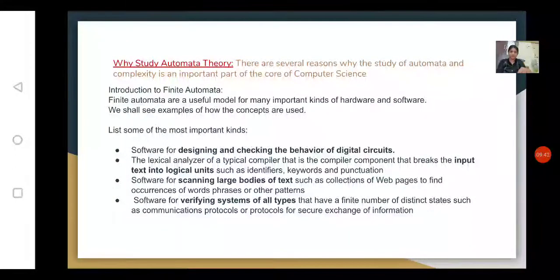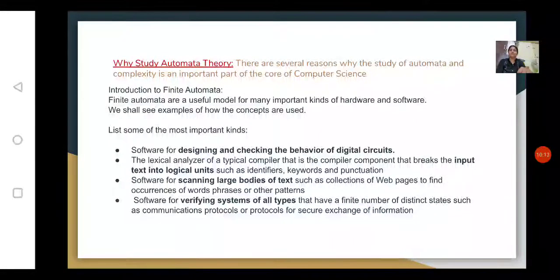Why should one study automata theory? By giving only one reason, we can't prove why one should study it. There are several reasons, and complexity is an important part of computer science. So, introduction to finite automata: a useful model for many important kinds of hardware and software. Let's list some of the important kinds.